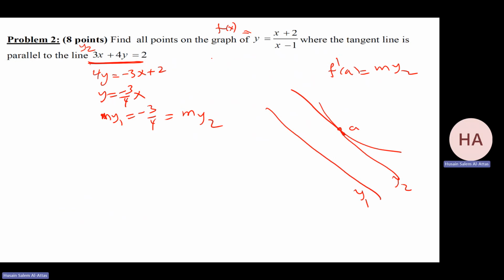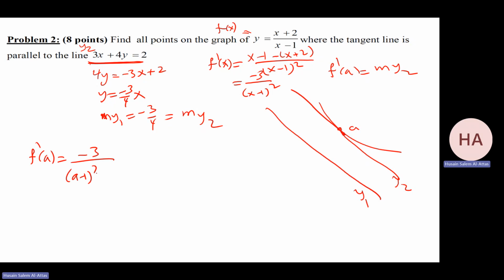F prime will be (x minus 1) minus (x plus 2) over (x minus 1) squared. In other words, it's minus 3 over (x minus 1) squared. So I have minus 3. F prime at a, so minus 3 over (a minus 1) squared is equal to minus 3 over 4, which is the slope of y. Do the calculations.